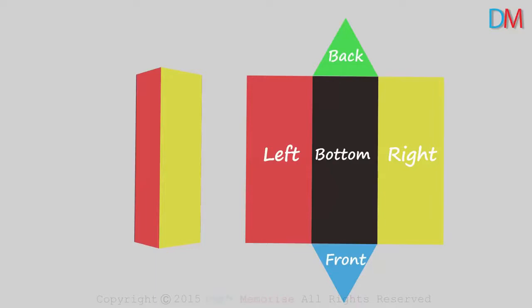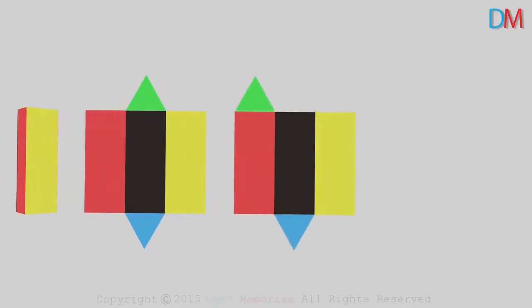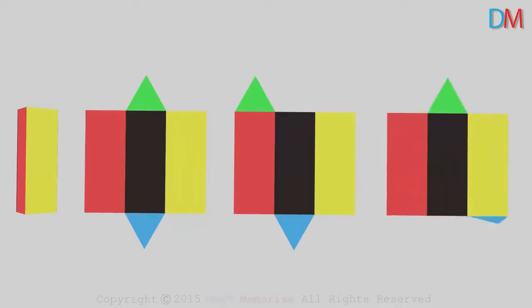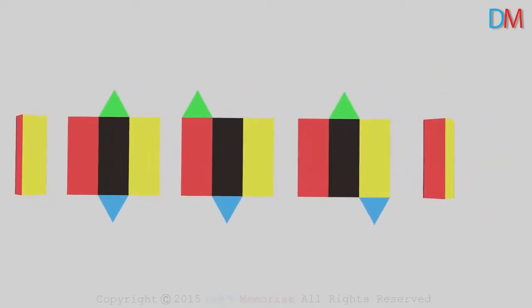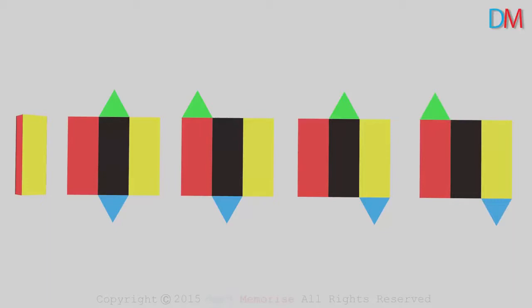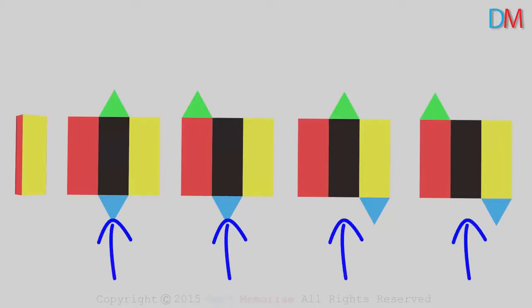Remember, this is not the only possibility. Let's zoom out and see the different possibilities. The prism may be opened up to look like this. We can see that the position of the green triangle has changed. The prism can be opened up to look even like this. Let's zoom out and see another possibility. It might look like this. It all just depends on how you open it up. All these nets are possibilities for this prism.